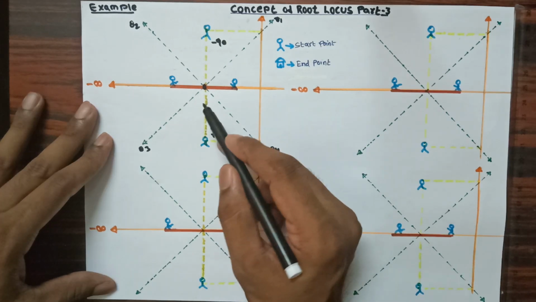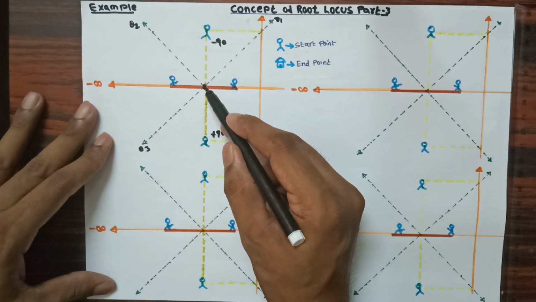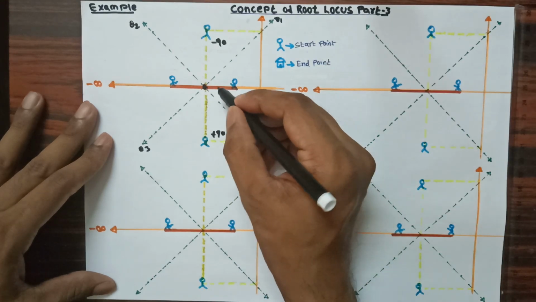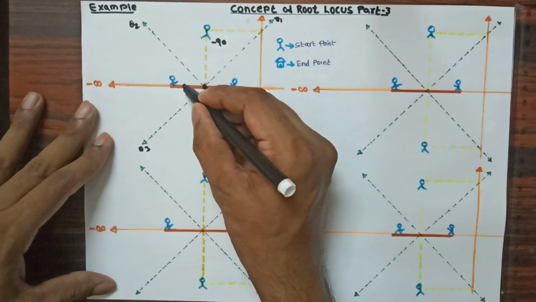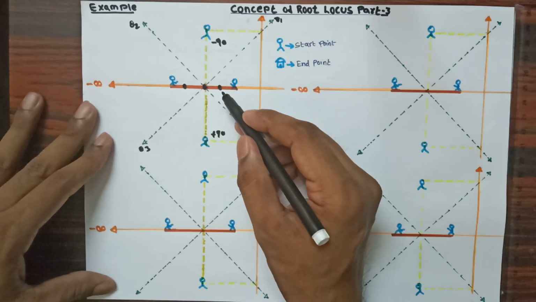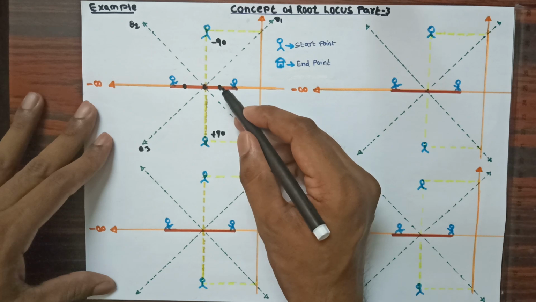So in this example I will be giving 3 meeting points on the x-axis. This is one meeting point, and another meeting point I am going to give here, and another meeting point I am going to give here. As we know, a meeting point is nothing but a point where more than one person meets. We call that point a breakaway point.